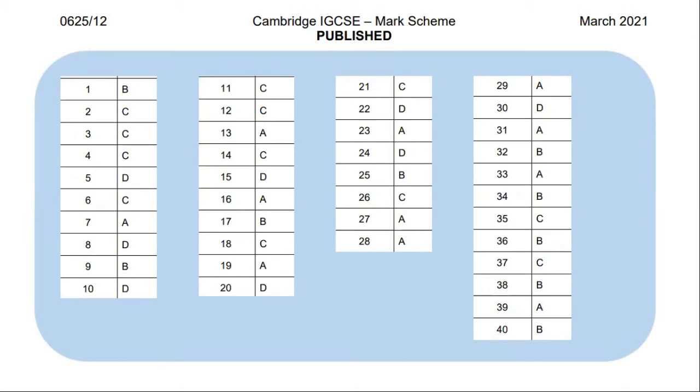If you have already answered these questions, then check your answers with the following marking scheme answers.